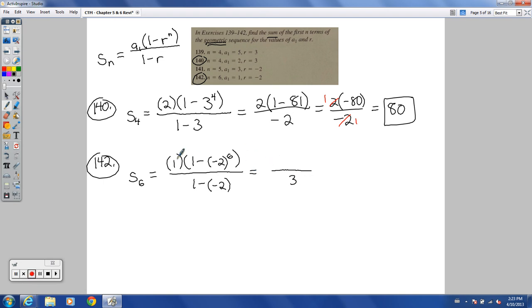So here I don't need to think of the 1 on the outside, because 1 times anything is still that same number. But here we'd have 1 minus, I'll keep this in parentheses for now. This and this does not become a plus sign because you have to take negative 2 to the 6th power. The exponents, PEMDAS, come before the subtraction. E comes before S in PEMDAS. So take 2 to the 6th power, 16 times 2, 2 more times, and that gives you 64. And so you have negative 63 over 3. That is negative 21.